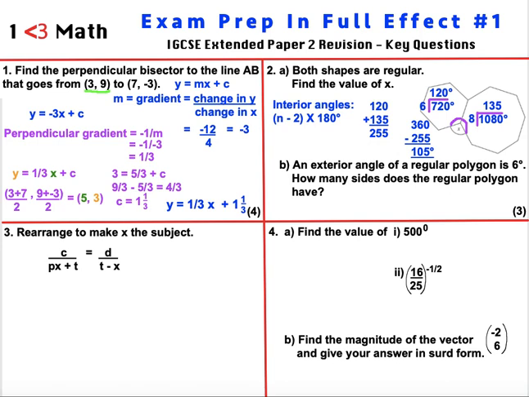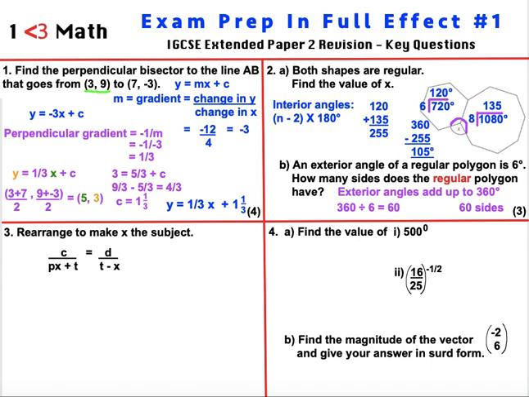Part B says that an exterior angle of a regular polygon is 6 degrees. How many sides does the regular polygon have? Now, if it's regular, all exterior angles are going to be the same, and the thing to remember about exterior angles is that they add up to 360 degrees. So because it's regular, we can just do 360 divided by 6, and that gives us 60.